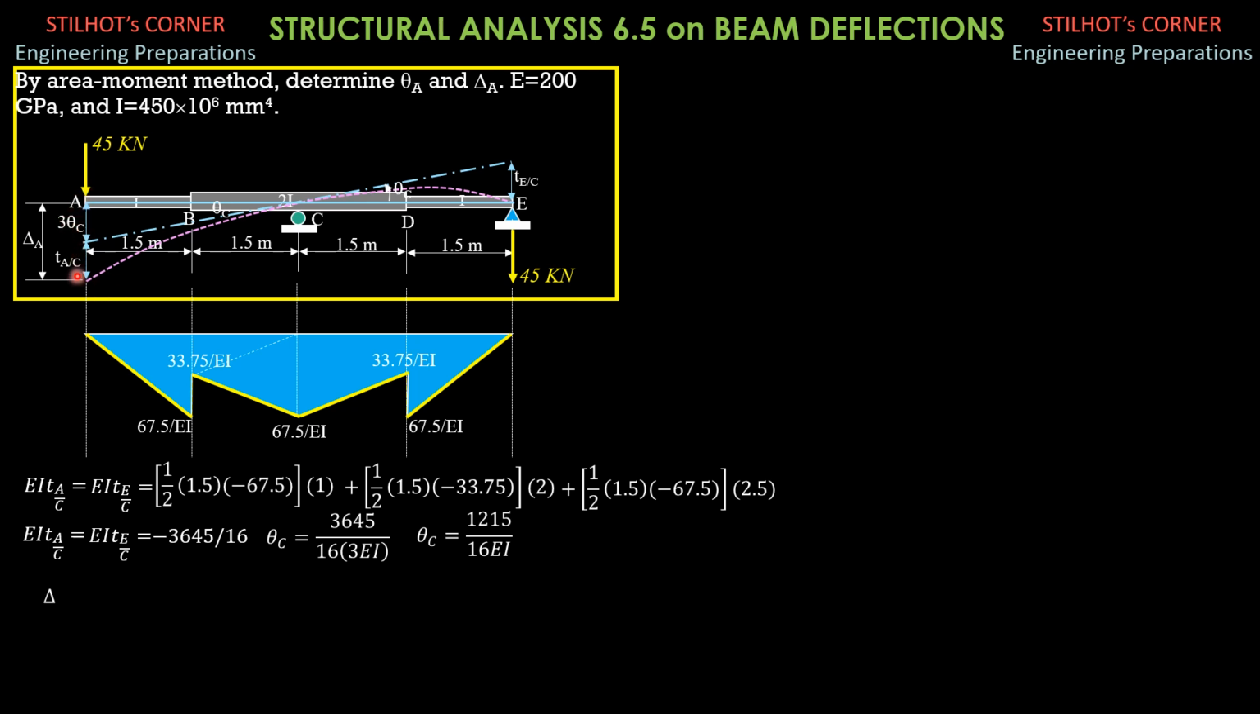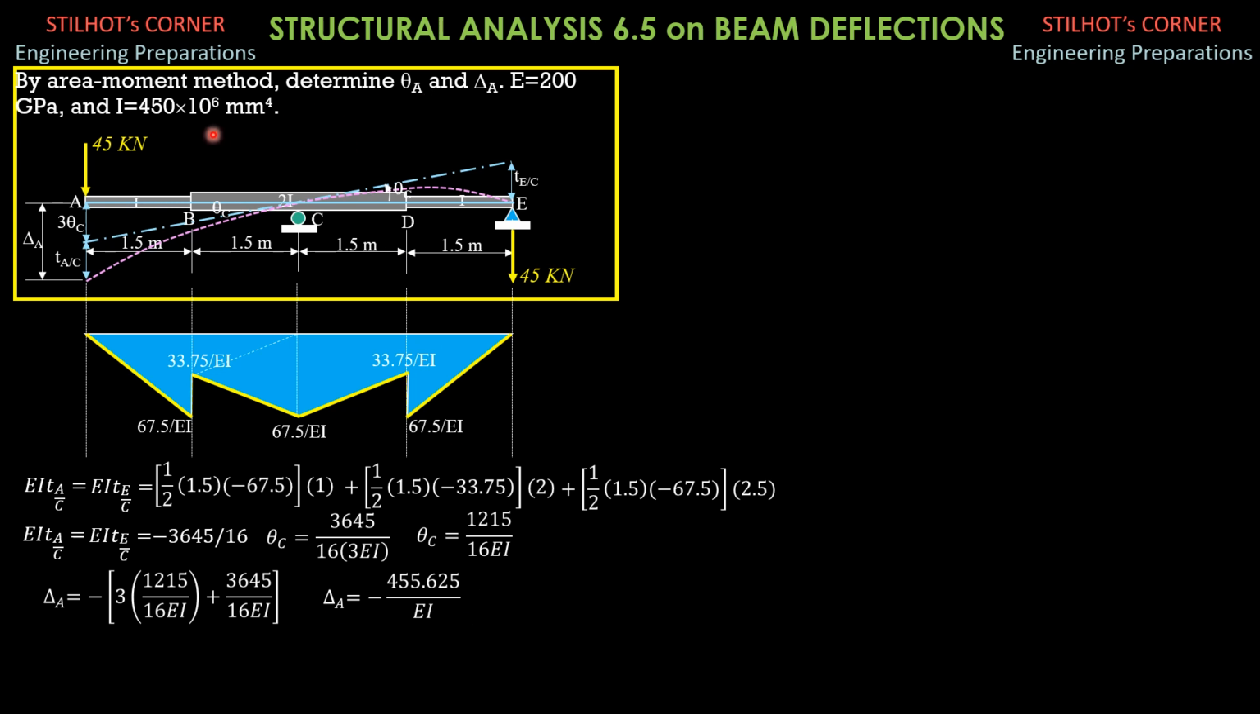So we need to solve deviation of A relative to C. So delta A is negative of 3 times theta C, which is 1215 over 16 EI, then deviation of A relative to C, which is 3645 over 16 treated as positive because the sign is here. So delta A is equal to negative 455.625 over EI.